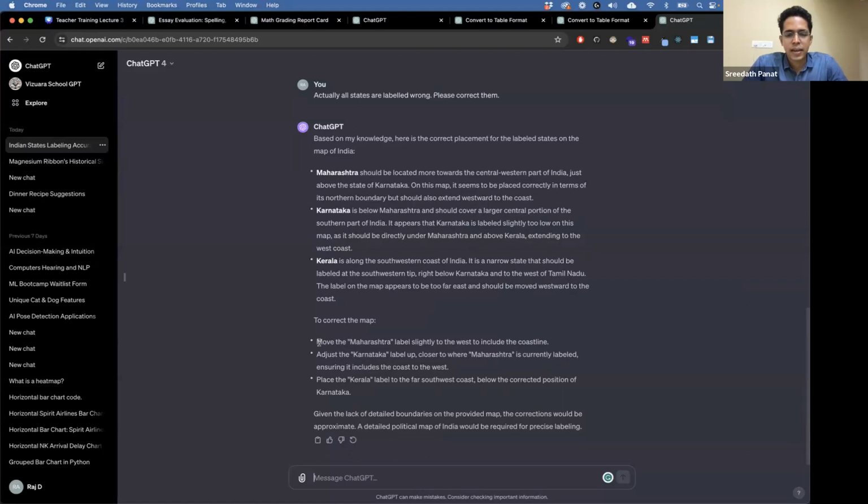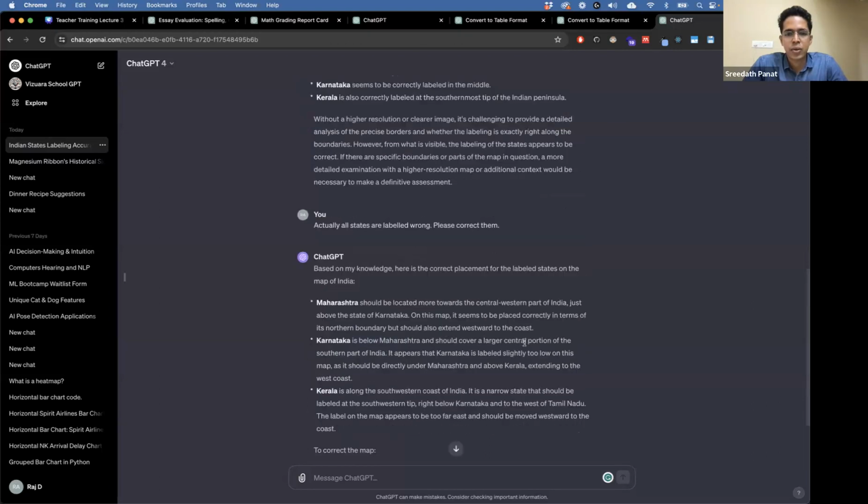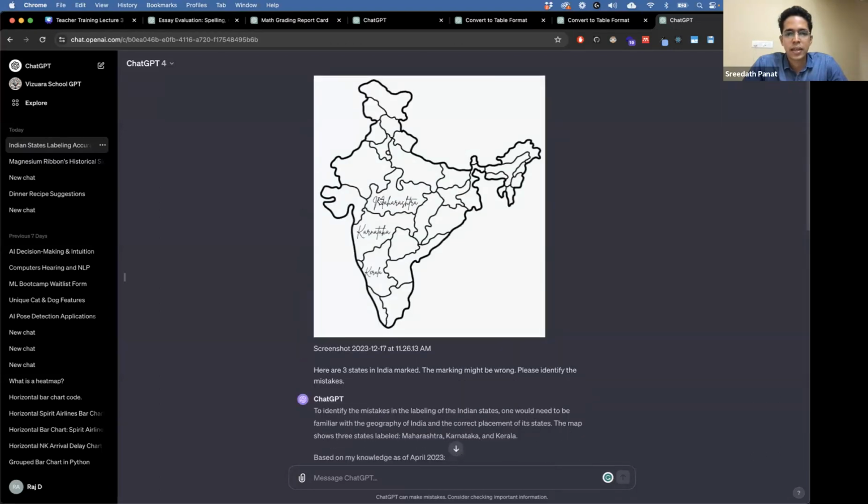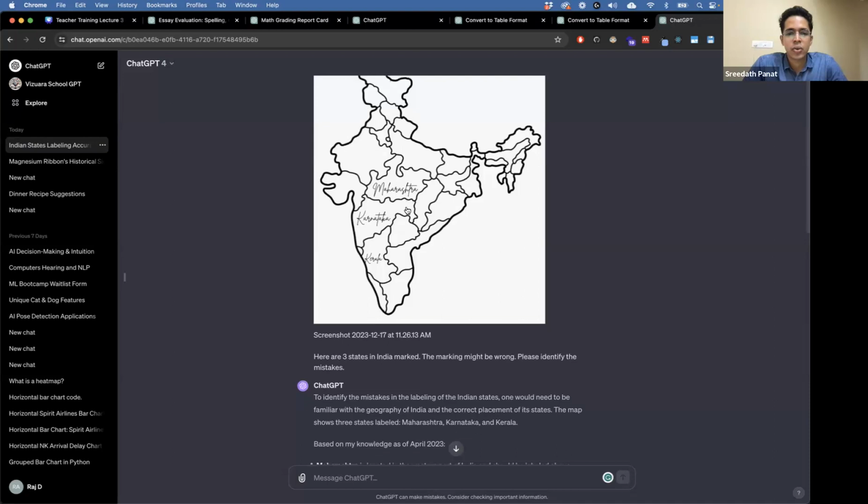So basically, what it's saying is move the Maharashtra label slightly to the west to include the coastline. Maharashtra is labeled here, and we have to move it to the west, towards the coastline, which is correct. So it's getting the basic idea correct. Maharashtra is having a coast. Madhya Pradesh does not have a coast.